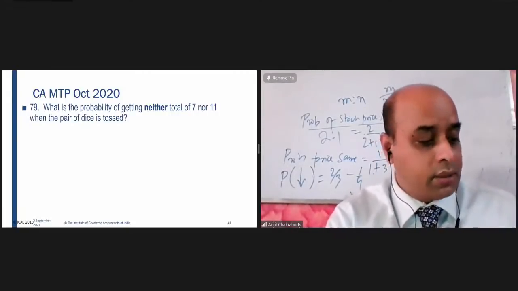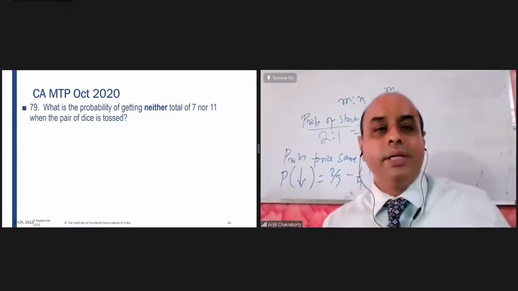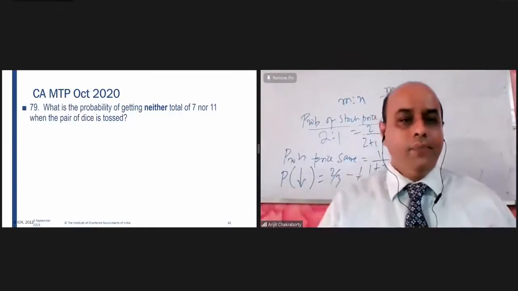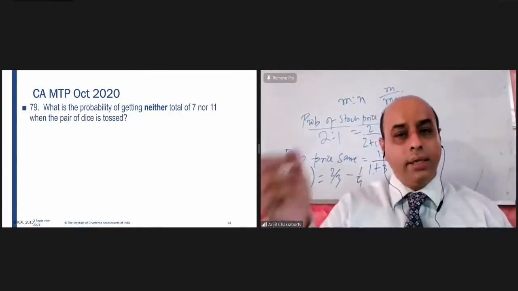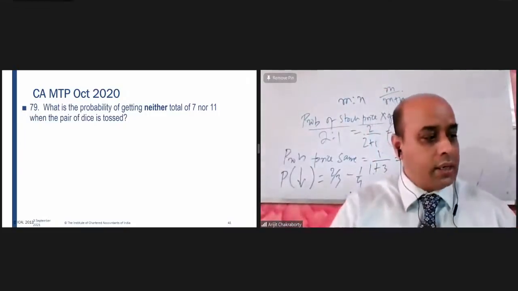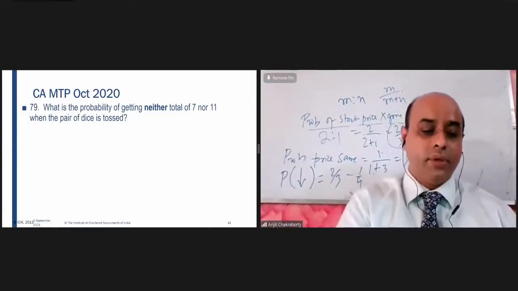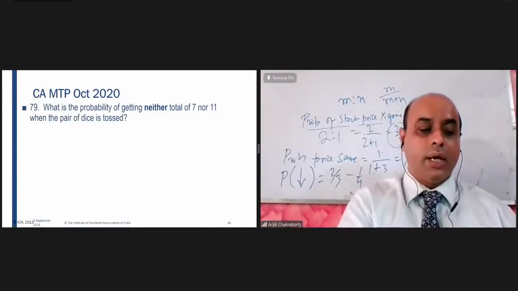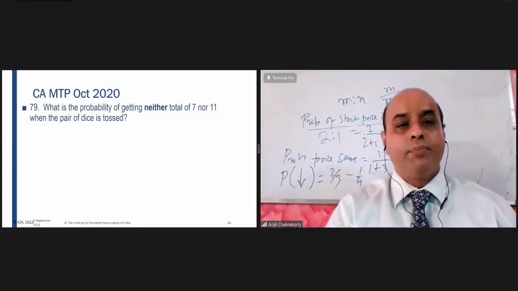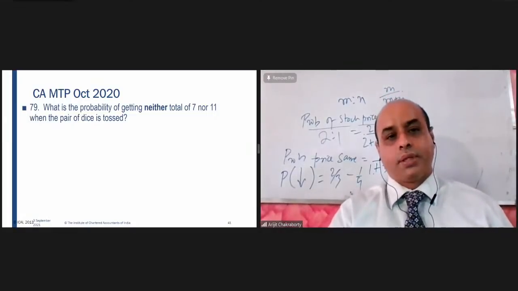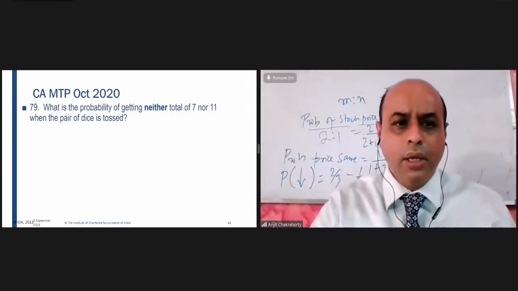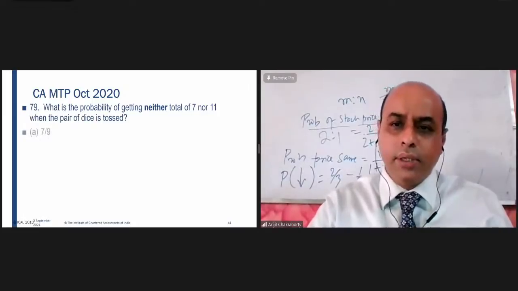Now in this part of the question number 79 from the MTP question October 2020, what is the probability of getting neither? So I have made it bold so that it will catch your kind attention. Neither total of 7 nor 11. Neither total of 7 nor 11 when a pair of dice is tossed. So this is an intelligent question. You can see not much of calculation. What is the probability of getting neither total of 7?